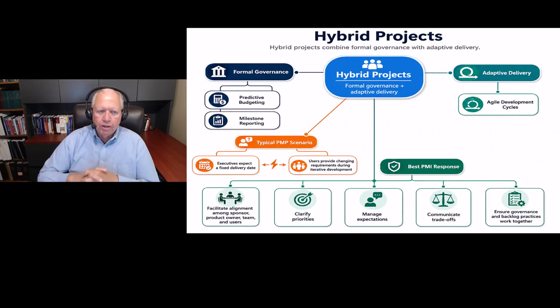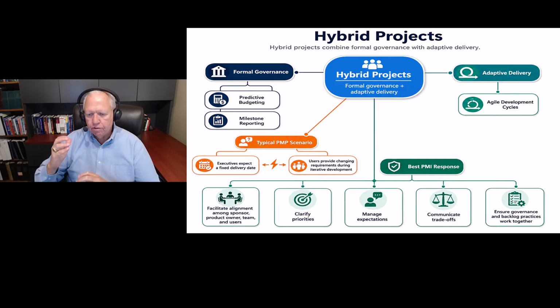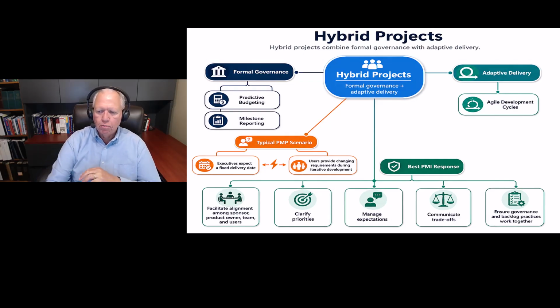The other thing would be the hybrid type question. And so you have several things with this. Formal governance might be very much traditional. Adaptive delivery might be very much agile. Some of the best things to keep in mind as you look at this, though, is that you facilitate alignment with the sponsor, the product owner, the team. You clarify priorities. You manage expectations. You communicate the trade-offs. And then you ensure governance and backlog practices are all working together. And so that will help you a little bit on the hybrid side.